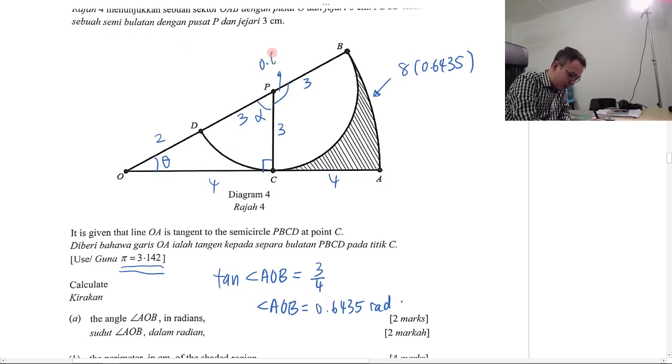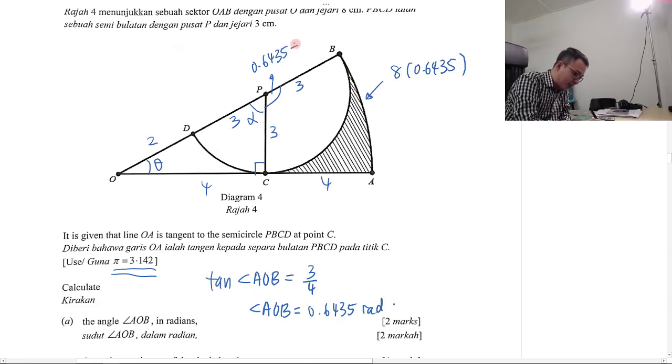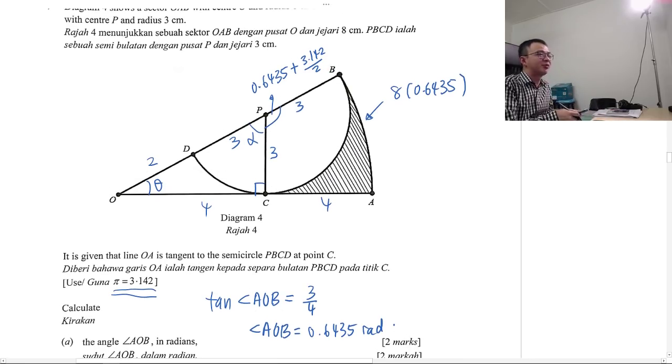So this is 0.6435 plus pi over 2. Pi is 3.142 over 2. So this is the angle for this part. I will just add them together: 0.6435 plus 3.142 over 2. So I get the angle here, which is 2.2145. Alright, then I can get the arc length of BC by using r theta, 3 theta.